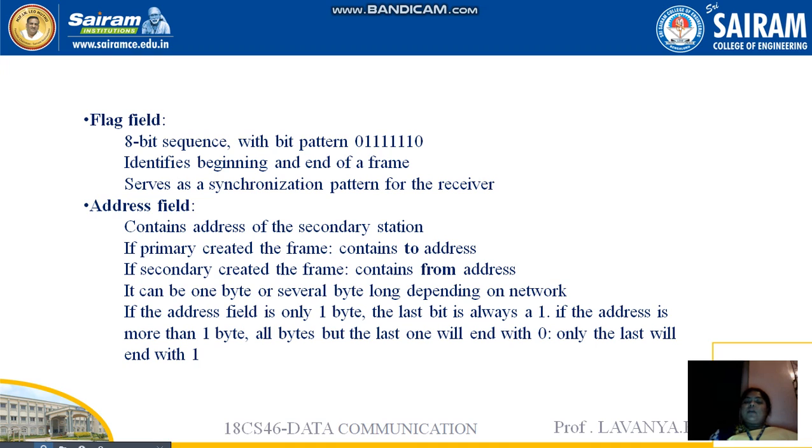Because with the help of the network only we are going to access the particular source and destination address. If the address field is only one byte, the last bit is always a 1. If the address is more than 1 byte, all the bytes but the last one will end with a 0, and only the last will end with a 1. Means if the address field is only one byte, the last bit will be 1.